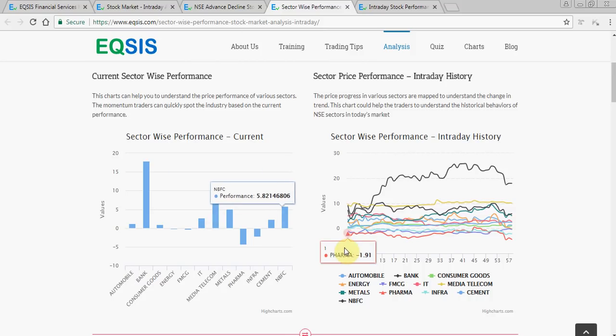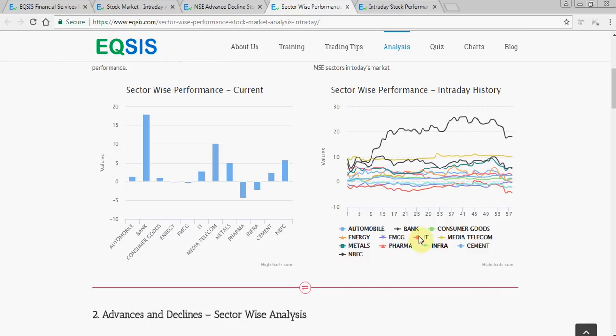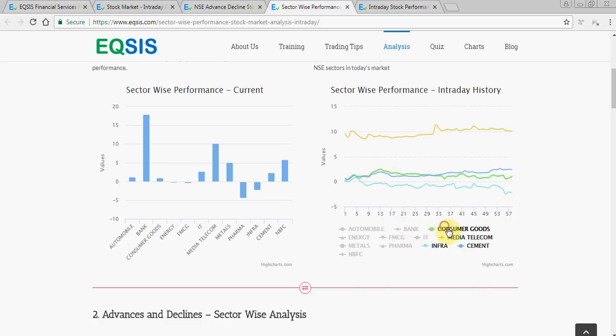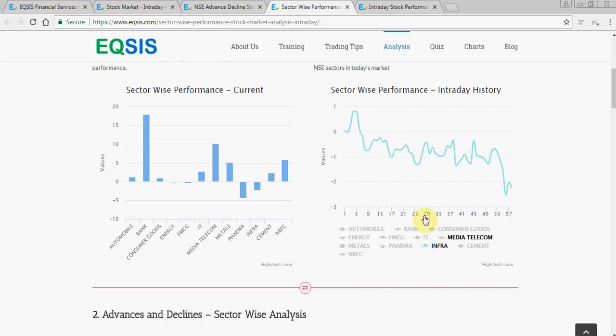Let me see how it is. There are a lot of filters here. I hope you can see as I'm hiding this, so you can compare the sector moves. Now look at this, the infrastructure is busy moving down. But let me see, the infrastructure is not that negative when compared to pharma.